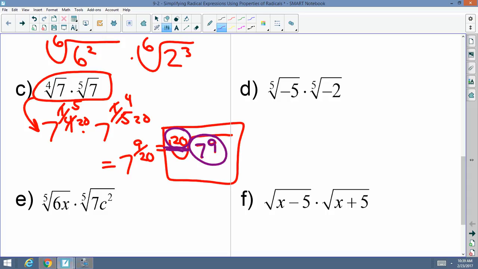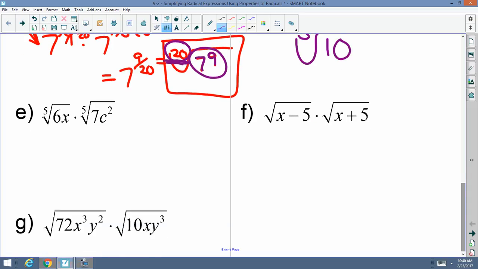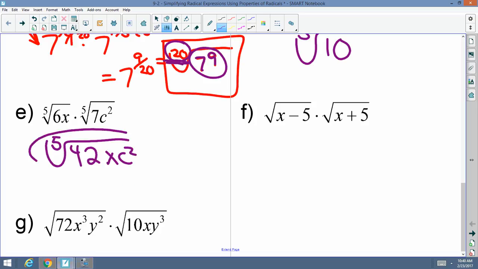How about the fifth root of negative 5 times the fifth root of negative 2? Can I do it? What would it be? Fifth root of 10. Done. Can I do this guy right here? What would this be? Fifth root of 42x c squared.